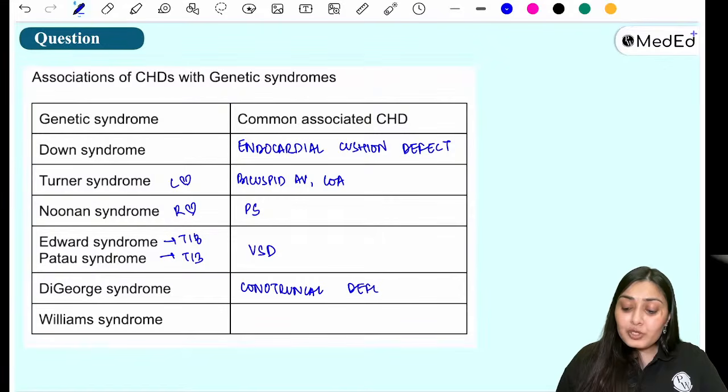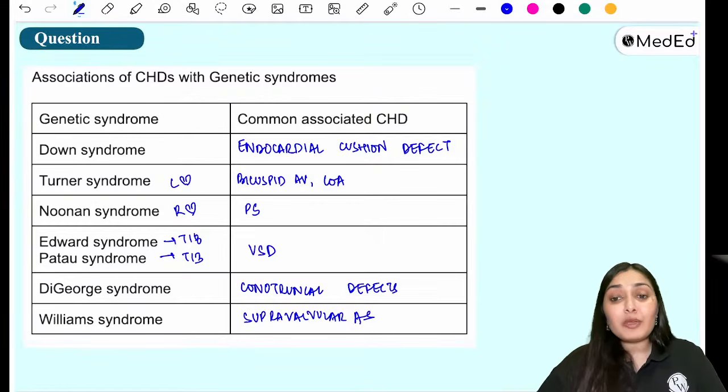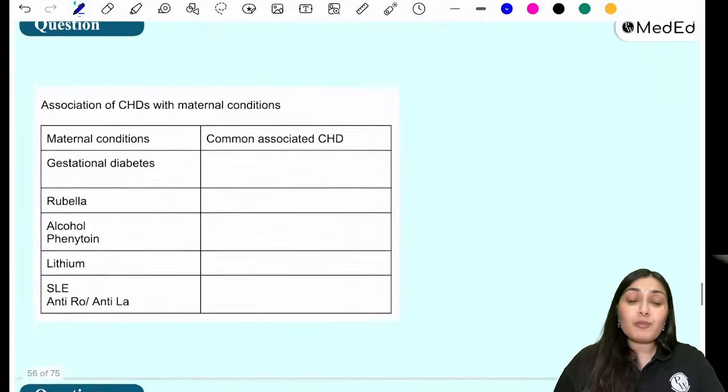And in Williams syndrome, we see supravalvular aortic stenosis. So, a very important table to revise before your exam: the common associated congenital heart diseases of different genetic syndromes. With that, yet another important table.